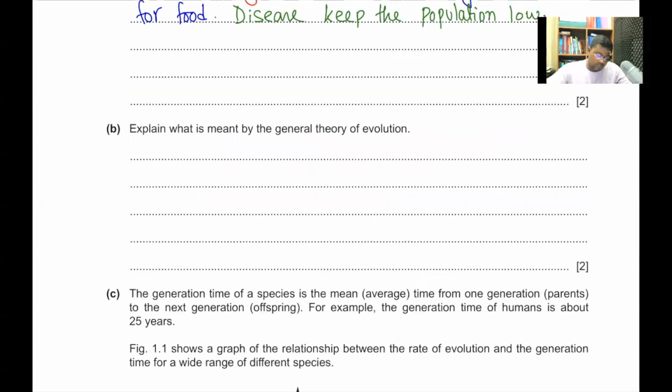Question number 1, part B. Explain what is meant by the general theory of evolution. The theory of evolution states that organisms change over time. Organisms generally produce large numbers of offspring, and some of them have a selective advantage for survival, so they get to survive for the next generation. And that's how they slowly evolve in every generation.